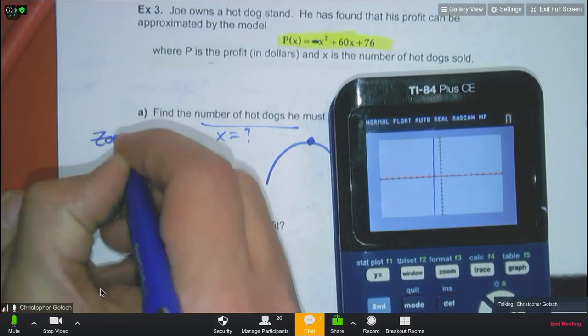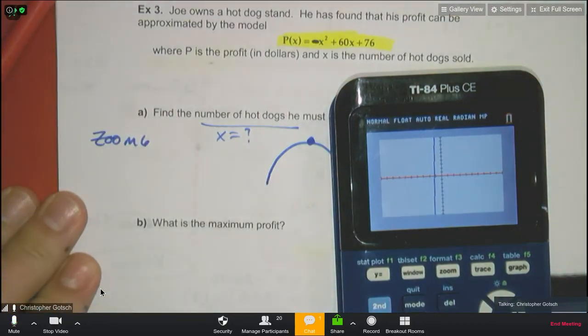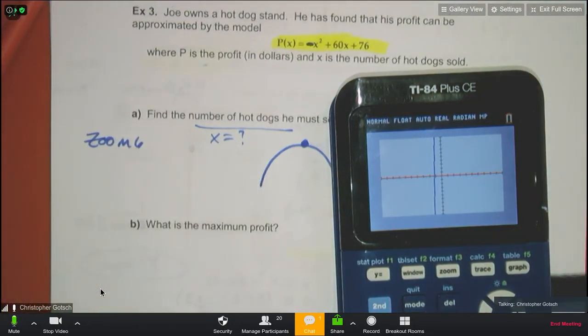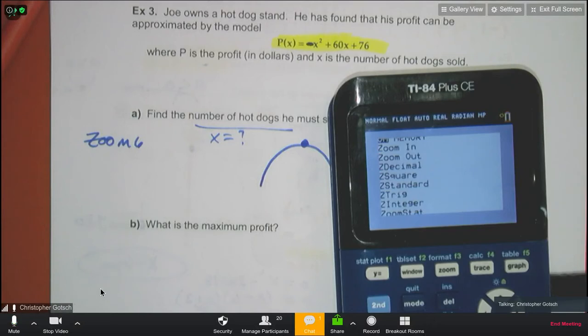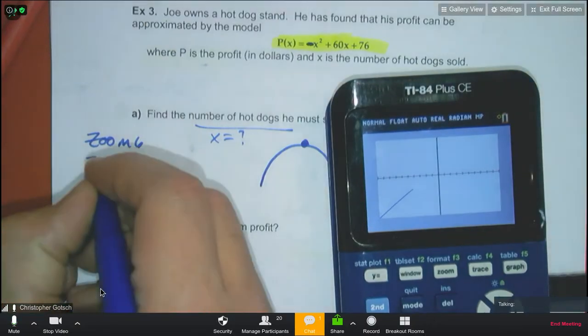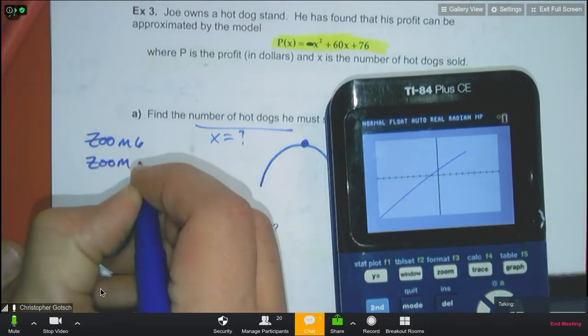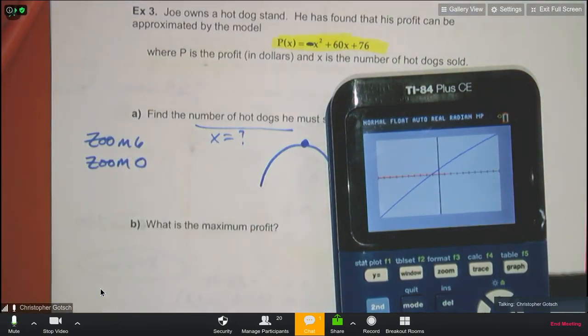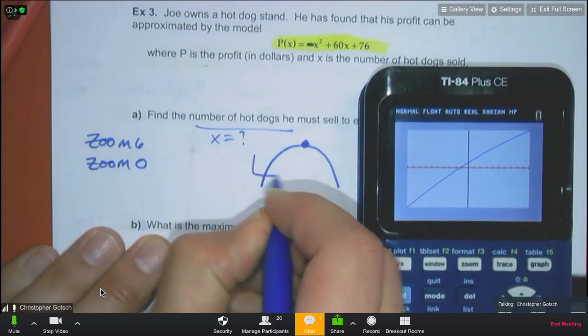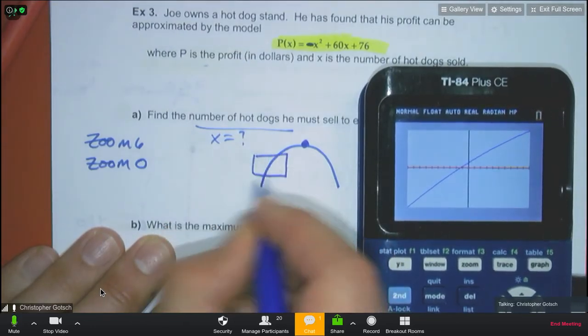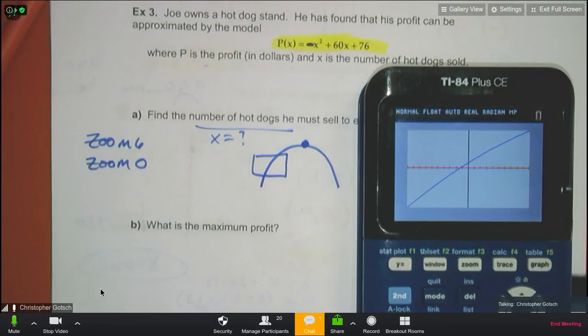So I did zoom 6, and that wasn't good enough. The next one I try is zoom 0, or I mess around with my window, which I don't like doing. It takes too long. Zoom 0 is okay, it's better. But right now this is my window, and I want to zoom farther out. It's zoomed in too much. I don't see everything I want.